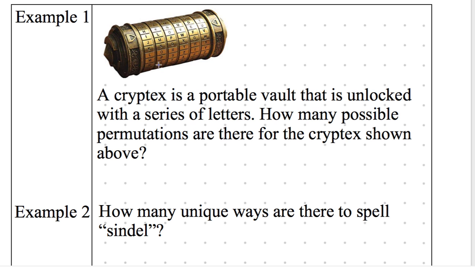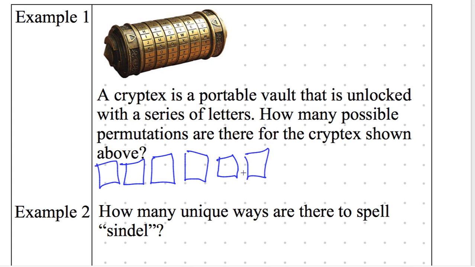So, how many possible permutations are there for this cryptex shown above? Well, how many different little scrolly wheel things do we have? 6. So we have 6 blank things to fill in. Let's do boxes: 1, 2, 3, 4, 5, 6. We have 6 different things where we have to figure out what goes in each of these 6 blocks.